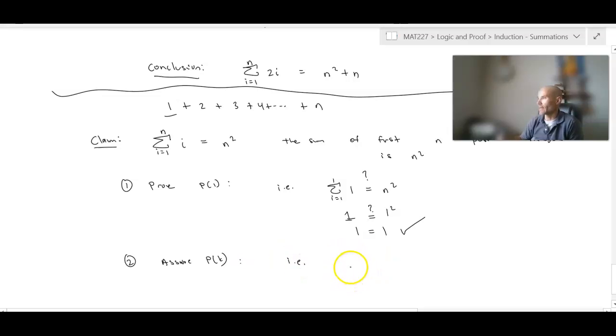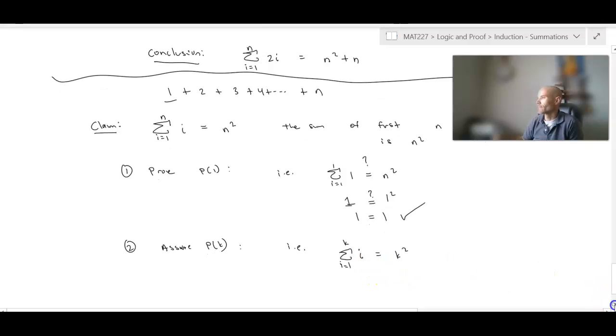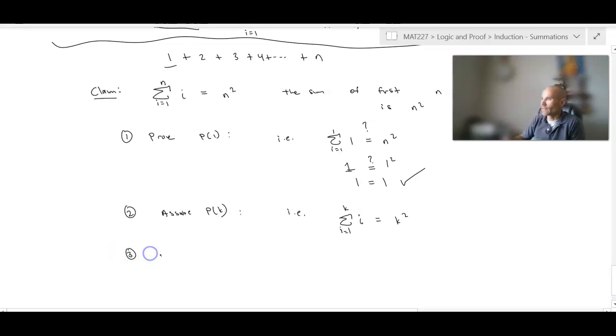So assume p of k, i.e. assume that it is true that the sum of the first k integers is equal to k squared. Then we need to now prove the induction step, p of k plus 1. Well, what would we expect if our formula was true? We would expect that the sum of the first k plus 1 integers would be the square of k plus 1. And that's the same thing if you want to FOIL it out. k squared plus 2k plus 1.